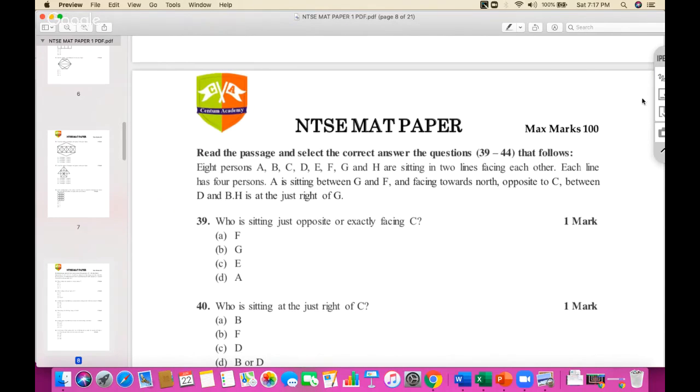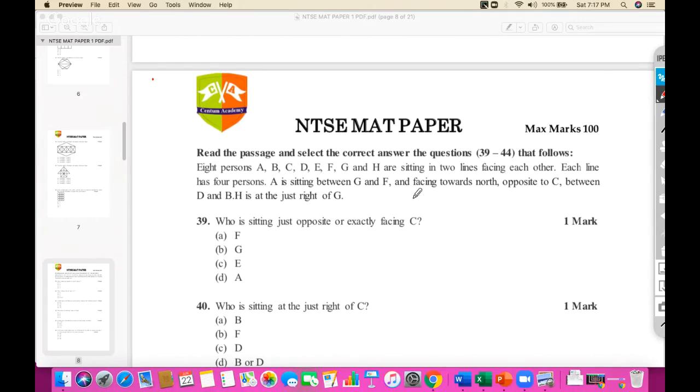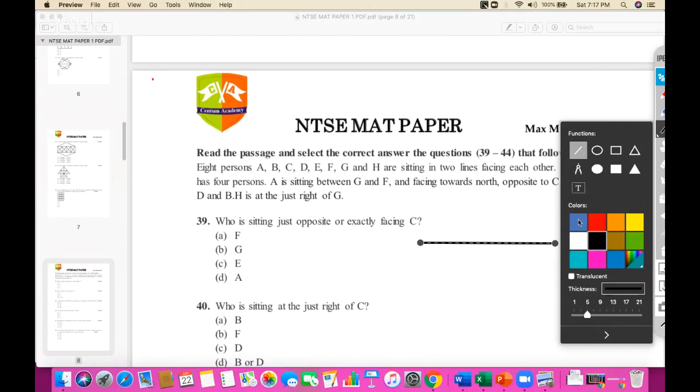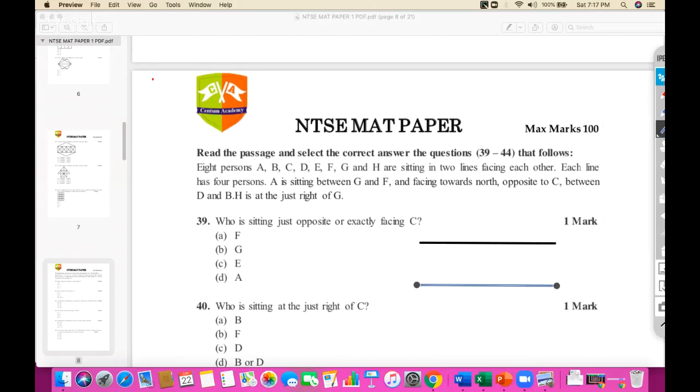So 8 persons are there, A B C D E F G H, and they are sitting in two lines facing each other. So in each line I have four people. So there is one line like this, and there would be another line like this, and there would be four people out here. So they are sitting here. So one, two, three, four here, and one, two, three, four here.